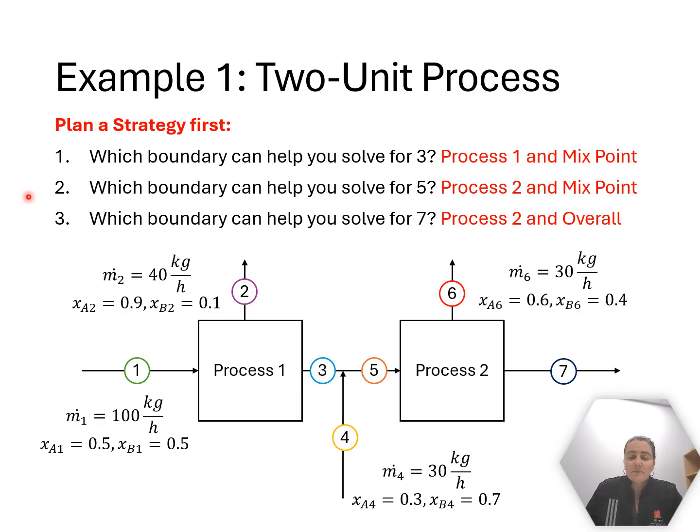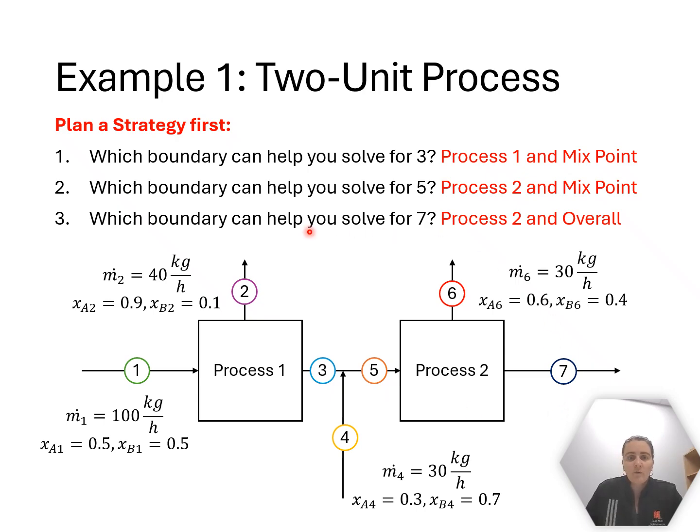Now, which boundary can help you solve for 5? Well, either process 2 or the mix point. Now, the problem with number 5 is that we don't know anything about 3 and we don't know anything about 7. So we can't start with number 5. We have to start with number 3 or number 7 because we actually know more information. So if we think about 7, you can use this process boundary on 2 right here, but we don't know anything about 5 or 7, so that doesn't help.